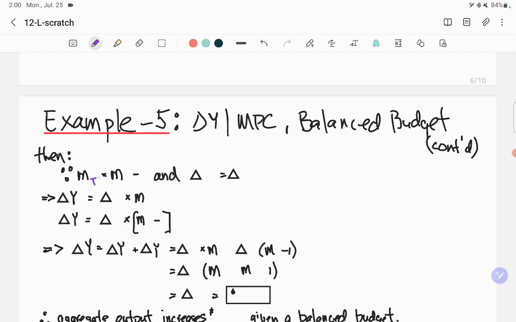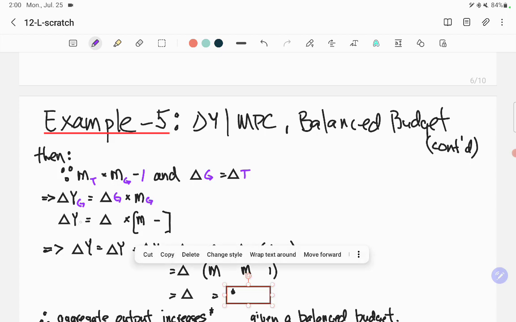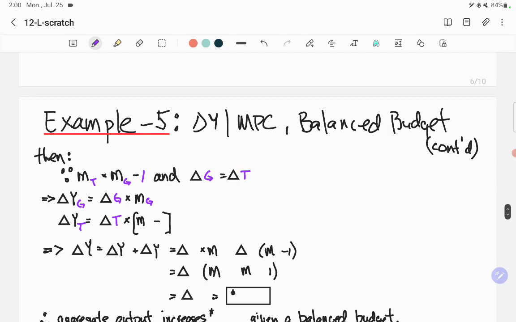Okay, since MT is equal to MG minus 1, and delta G equals delta T, well, what's the change in output due to the government increasing its expenditures? Well, that's delta G times MG. What's the actual decrease, or what's the change in real GDP given a change in taxes? That's delta T times MG minus 1.